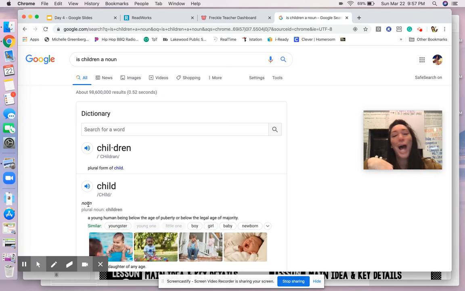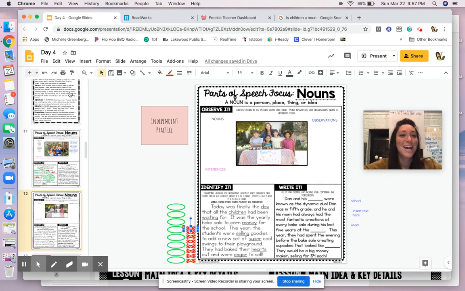Guys, I know. Okay. Today was finally the day that all the children had been waiting for. It was the yearly bake sale to earn money for the school. This year, the students were selling goodies to add a new set of super cool swings to their playground. They had baked their hearts out and were eager to sell.